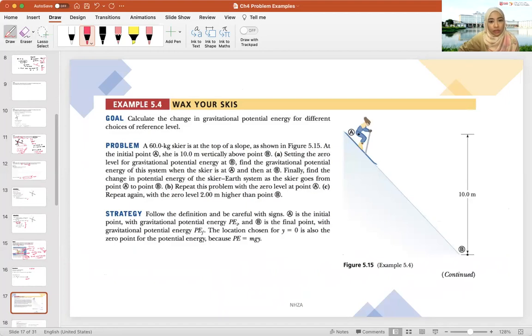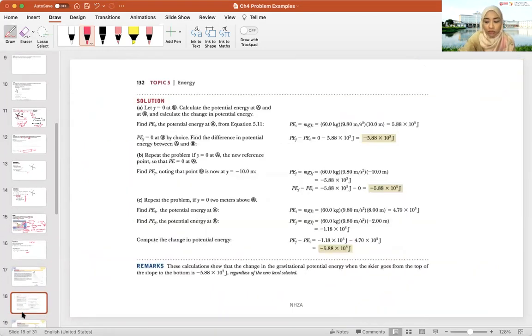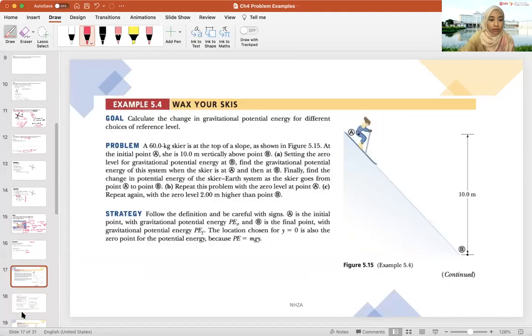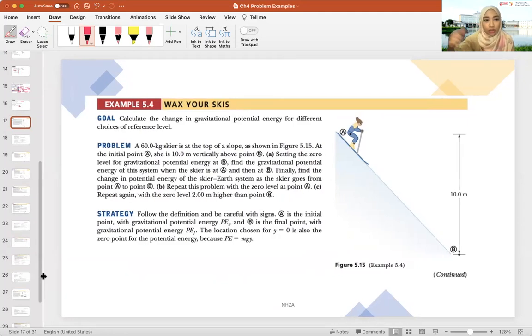Next one is wax your skis. Okay, this is from the textbook. If you have never opened the textbook, I will open it for you. So this is example 5.4. I believe this is from page 131. You can check the website, click on the ebook there. So this is example 5.4. I believe this is a very important example that we need to go through.